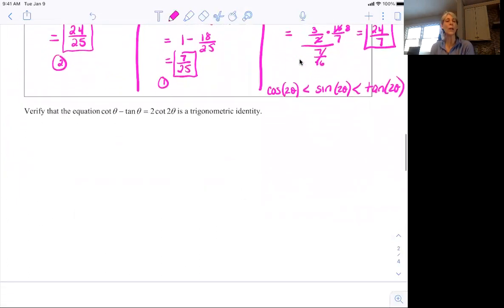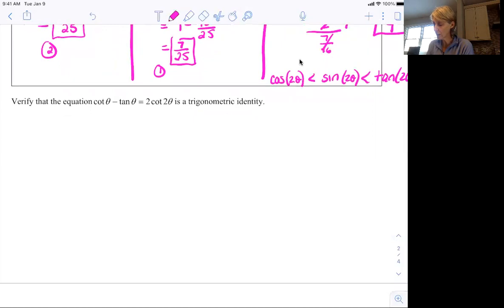Lastly, let's verify that the equation cotan theta minus tan theta equals 2 cotan 2 theta is a trig identity. Like we did with the previous examples, we can incorporate our new formula into different types of identities. When we're verifying, remember, we're going to rewrite everything, making substitutions. So cotan theta is cosine over sine, minus sine over cosine, equals 2 cotan 2 theta.